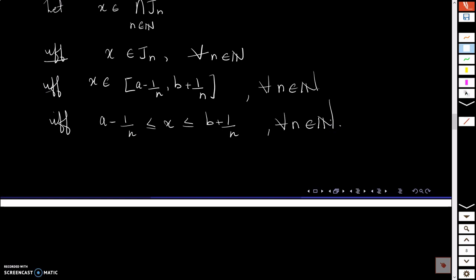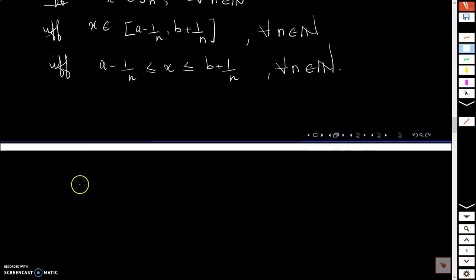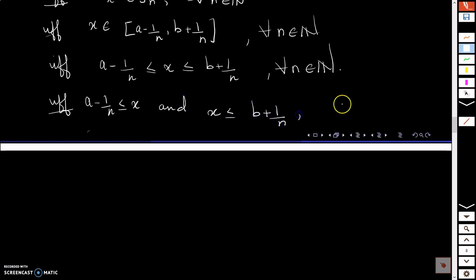Clear? Now, if I look at the first part, I will break the last inequality into two halves. Let's do that. I can write this if and only if I break it into two halves: a minus 1 by n is less than or equal to x, and x is less than or equal to b plus 1 by n, and this is happening for all natural numbers n, right?